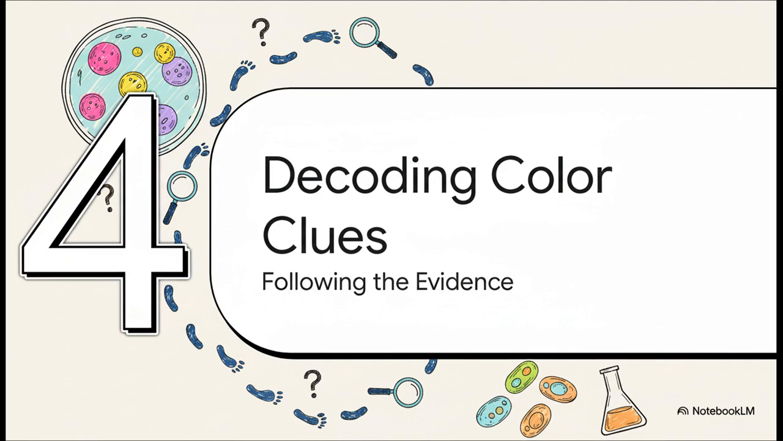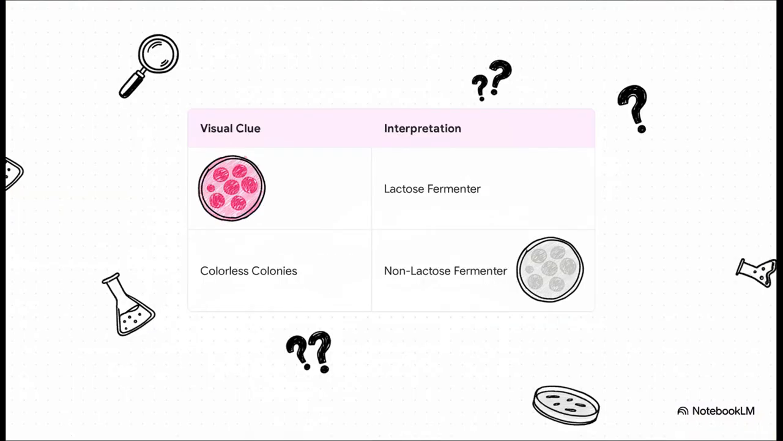We've baited our traps with selective and differential media. Now, we've got to interpret the visual clues they're giving us. The color, the shape, the appearance of the colonies, that's our evidence. Okay, let's start with a true classic, MacConkey agar. It's designed to grow gram-negatives and show you if they can ferment lactose.